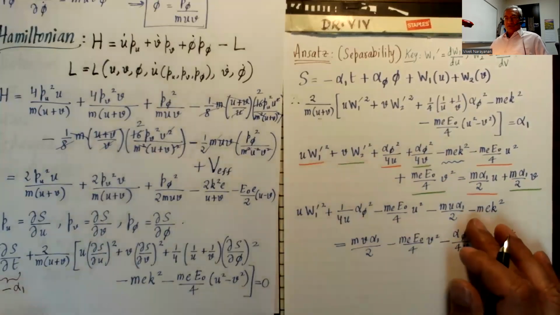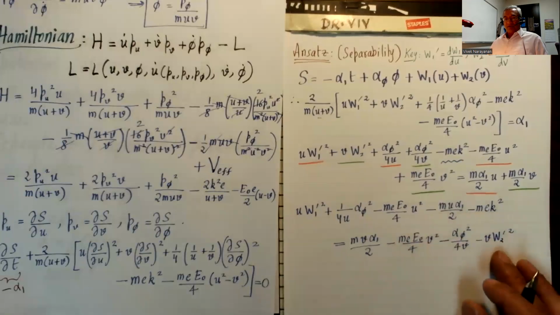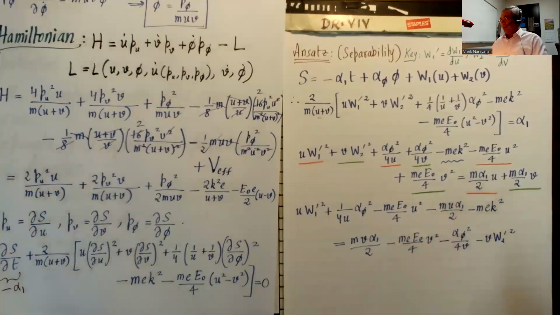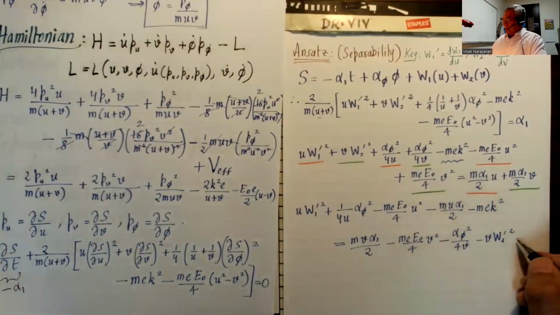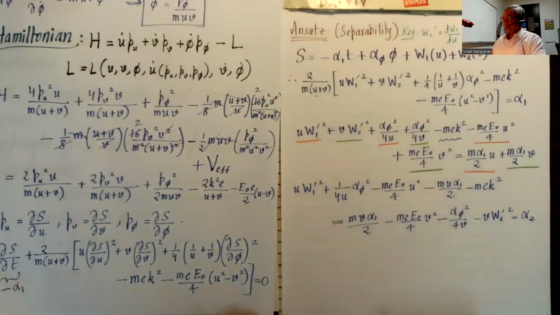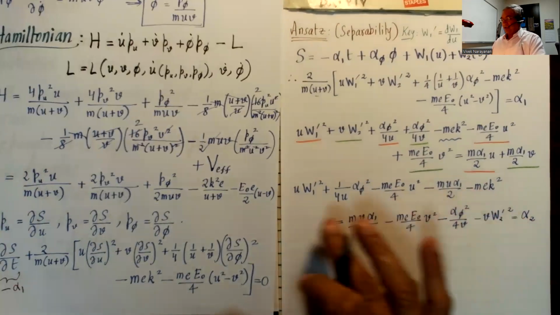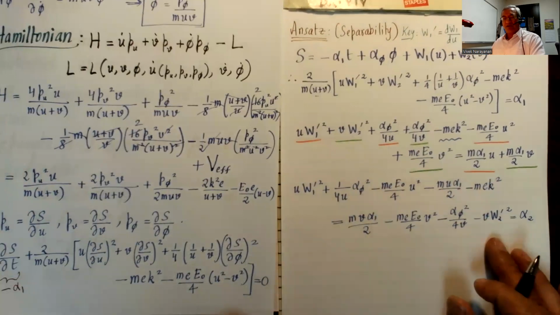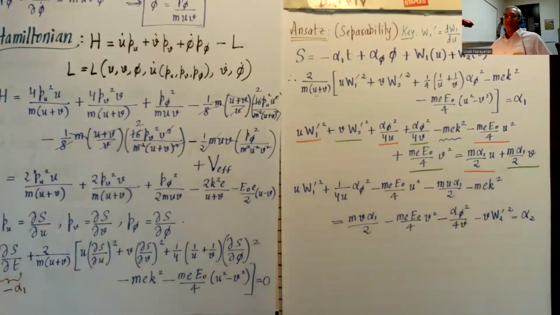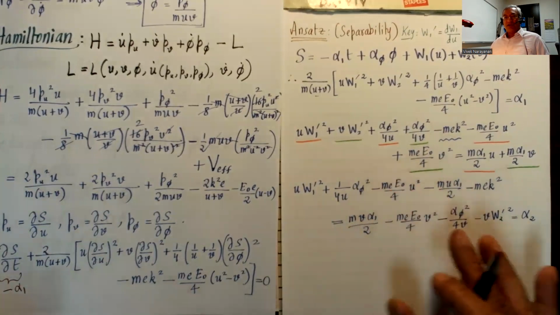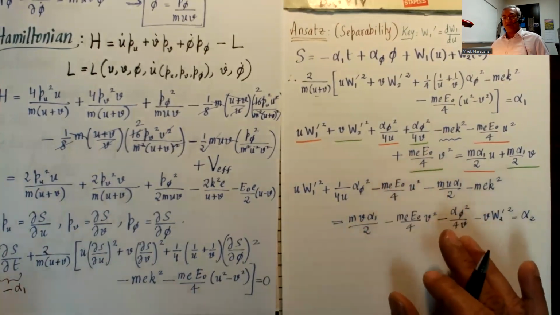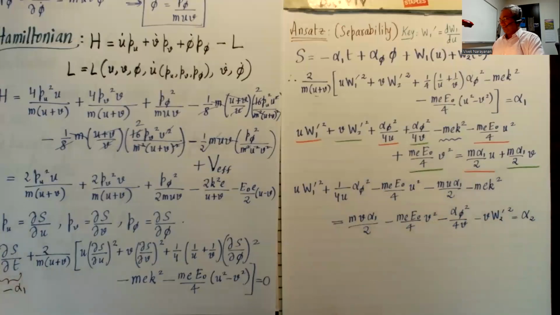Well, if this only depends on u and this only depends on v, then each of them must independently equal a constant. Now, this constant can be called anything you want. I'll call it alpha 2. Okay, so each side is a constant that can only depend on u, that can only depend on v, and u and v keep changing as the particle moves around in this new coordinate system. So the only way this can be true is if each side is independently a constant, and that constant I'm calling alpha 2. Alpha 2, as far as we know, can be any real number.